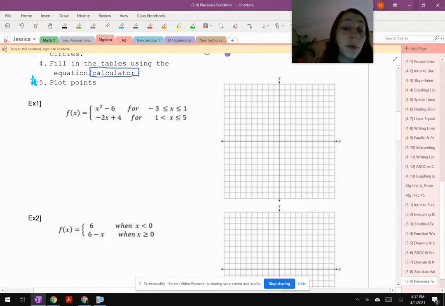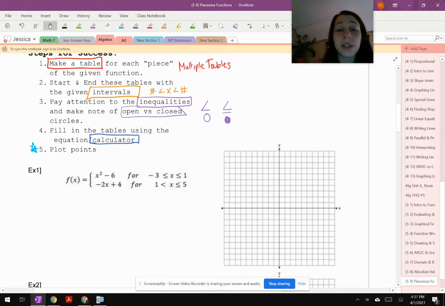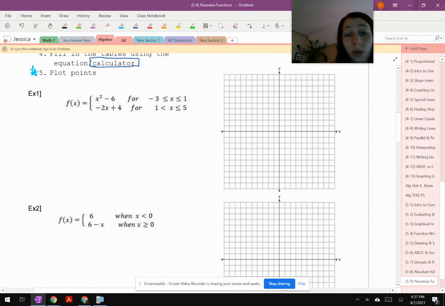All right, looking at example 1 here with piecewise functions. So first thing, we're making a table for each piece. I have 2 pieces here, piece 1 on the top, piece 2 on the bottom, so I'm going to need 2 tables. I'm going to color code my tables. You should either label them or color code them also.